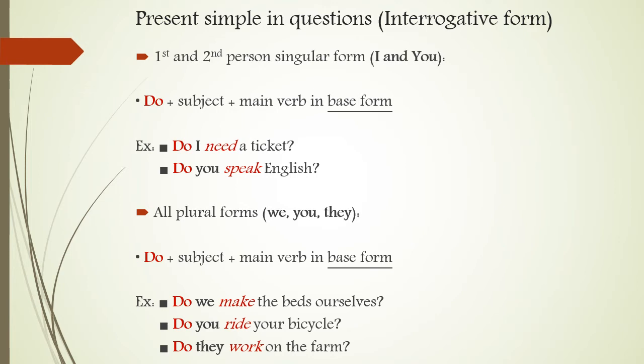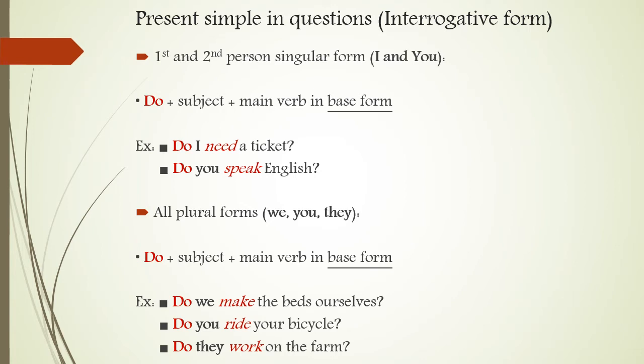Example, do I need a ticket? The question form starts with an auxiliary verb, which is do, and I use do because I have a pronoun I, which is the first person singular, and the verb stays as it is in its base form, which is need. So, do I need a ticket?